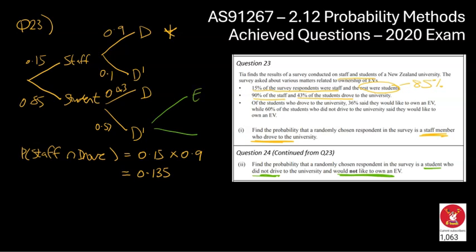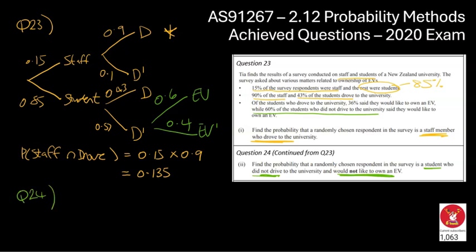So this here could be EV, and this here could be EV dash, so they don't want to own an EV. So it says here, of the students who drove to university, which is this lot here, 36% of them said they wanted to do that. So that's not relevant for us because we're splitting it off from the did not drive to university. So we carry on reading. While 60% of the students who did not drive said they would like to own an EV. So we know 60% of them, or 0.6, is going to be there, which means this branch here is going to be 0.4.